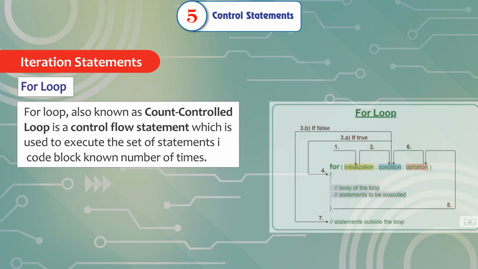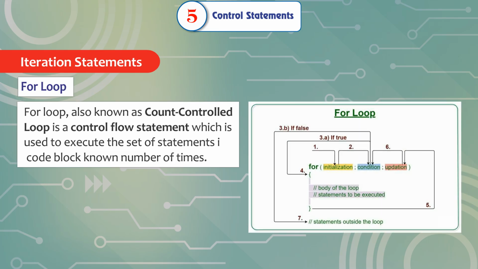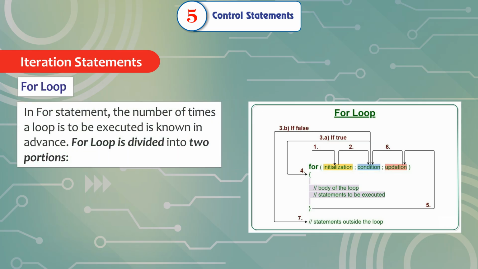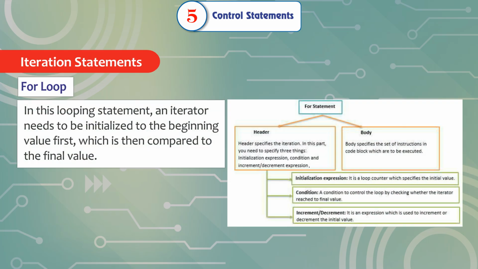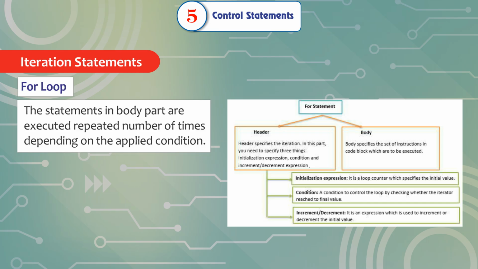For loop, also known as count-controlled loop, is a control flow statement which is used to execute the set of statements in code block a known number of times. In for statement, the number of times a loop is to be executed is known in advance. For loop is divided into 2 portions. In this looping statement, an iterator needs to be initialized to the beginning value first, which is then compared to the final value. The statements in body part are executed repeated number of times, depending on the applied condition.